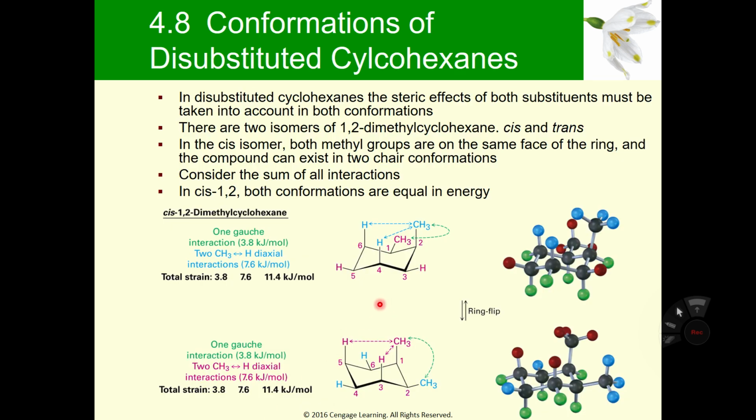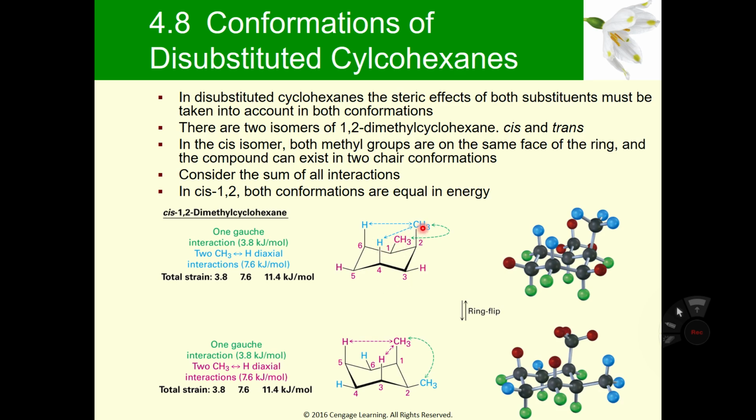Let's try to consider the energy and conformation of disubstituted cyclohexanes. We will consider 1,2-dimethylcyclohexane. If you draw the structure of 1,2-dimethylcyclohexane, we can consider two stereoisomers. One is cis and the other one is trans. Cis means two methyl groups are on the same side, and trans means two methyl groups are on the opposite side. So this is the structure of cis, all right? You have two methyl groups on the same side.